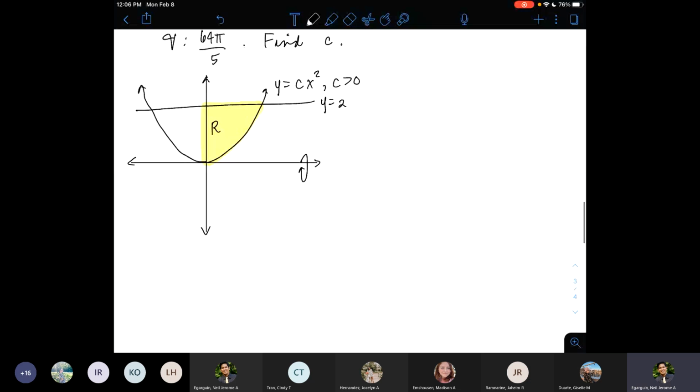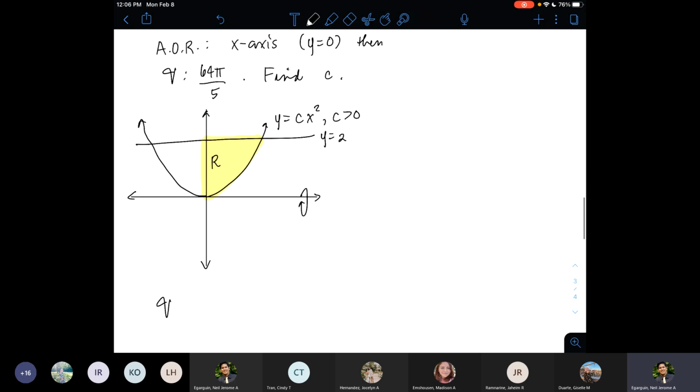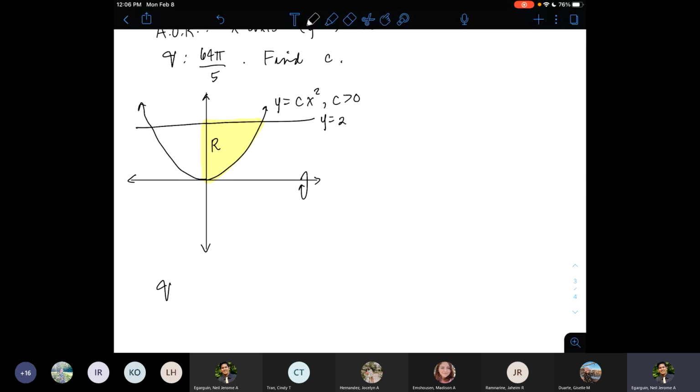Right. So that means we need to find the volume. One thing about the volume is we know that the exact value of the volume is 64 pi over 5. But let's start by setting up the integral that will give us the volume. You can do either cylindrical shells or disc or washer, depending on what type of strip you want to use.